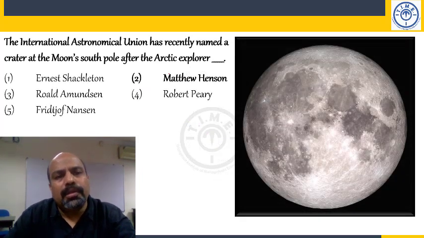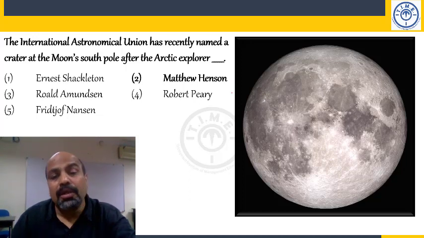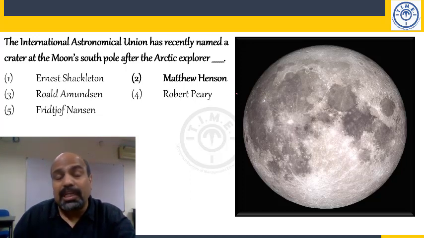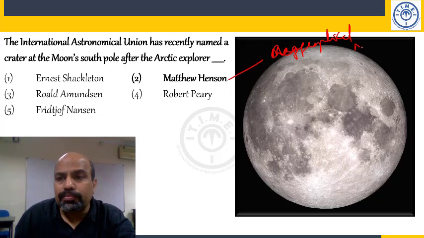The International Astronomical Union has recently named a crater at the moon's south pole after the Arctic explorer Matthew Hansen. This is the moon, of course, as you can see. Matthew Hansen is said to be the first person to have traveled to the magnetic North Pole. Sorry, geographical North Pole.